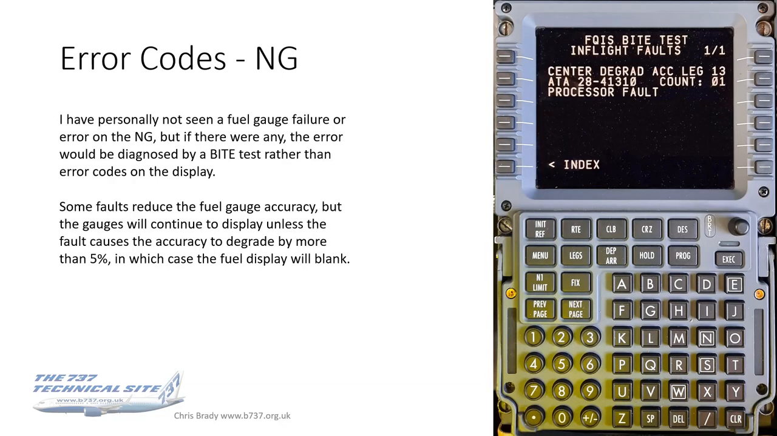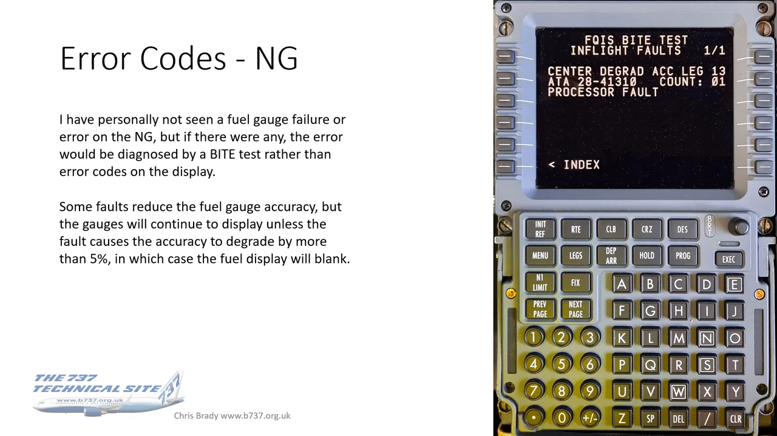For the NG, error codes are not done the same way, and it's certainly not just an option of 1 to 10. Any errors are obviously reported by the crew, any faults or misbehavior. You then put that in the tech log, and the engineer will come and do a BITE test, probably, as one of the early stages in his troubleshooting. And you can see an example BITE test there in the photo, which then gives him something concrete to go on and a process to follow.